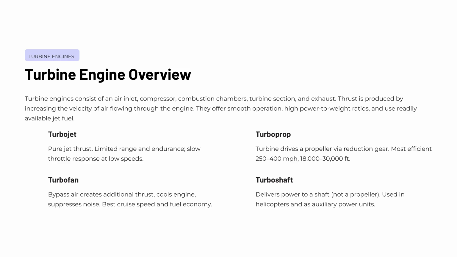Now, there are four main types you need to know. The turbojet is the purest form. All thrust comes directly from the jet exhaust. However, it has limited range and endurance, and throttle response can be sluggish at low speeds.